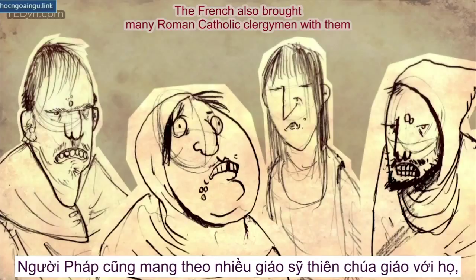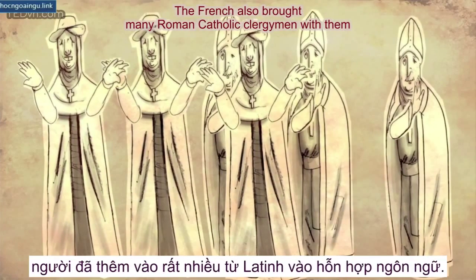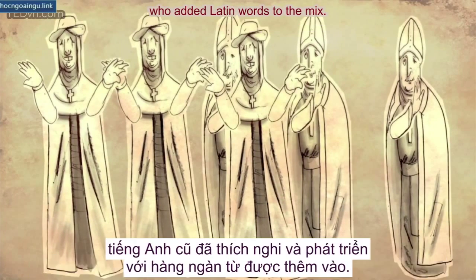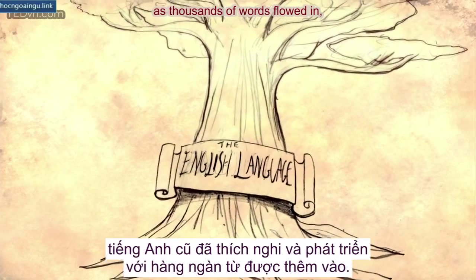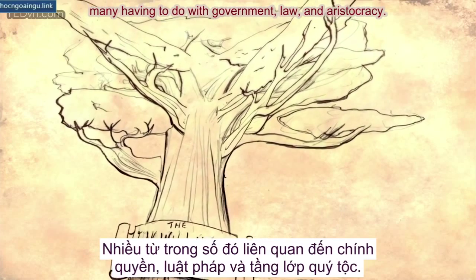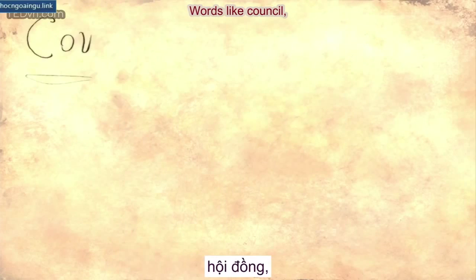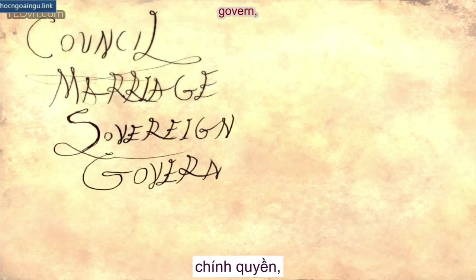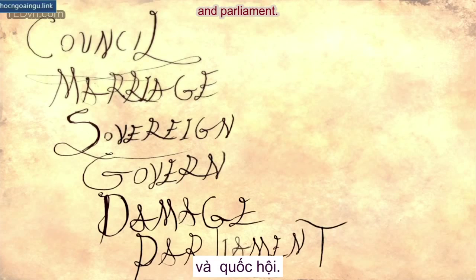The French also brought many Roman Catholic clergymen with them, who added Latin words to the mix. Old English adapted and grew as thousands of words flowed in, many having to do with government, law, and aristocracy. Words like council, marriage, sovereign, govern, damage, and parliament.